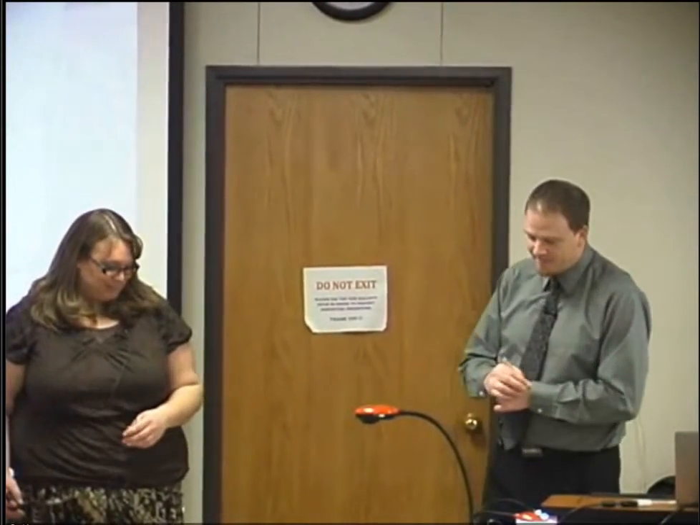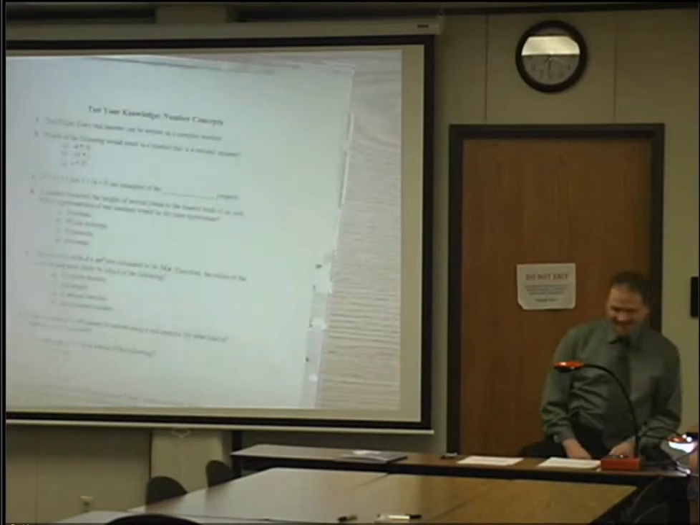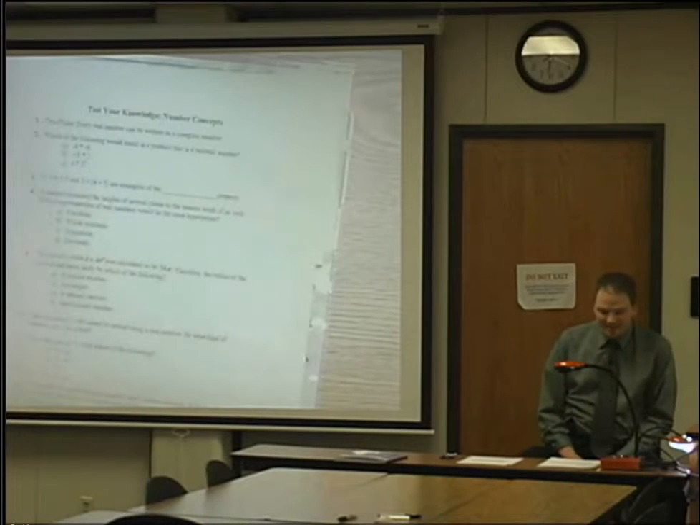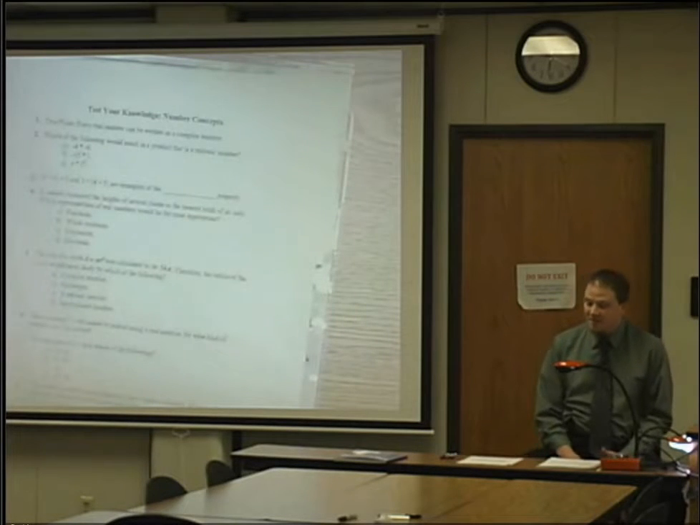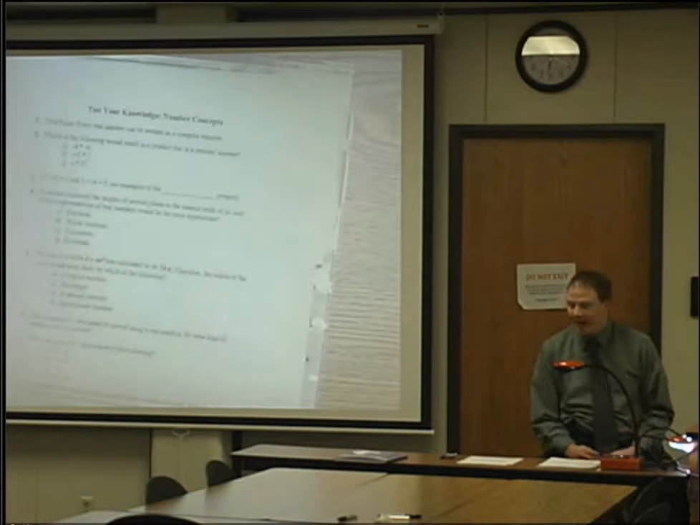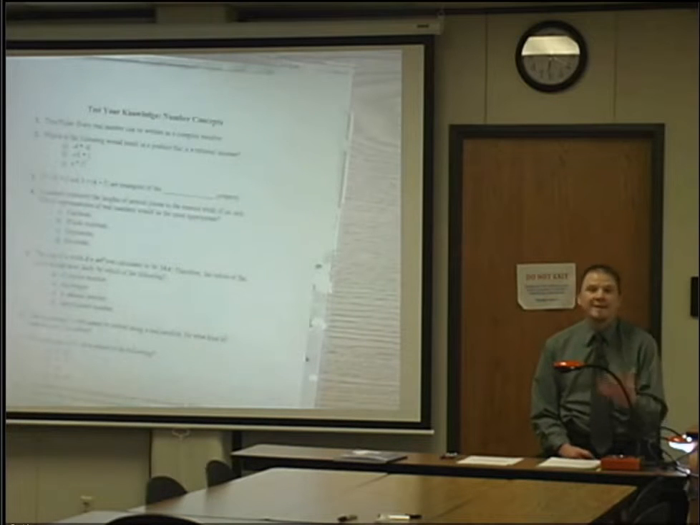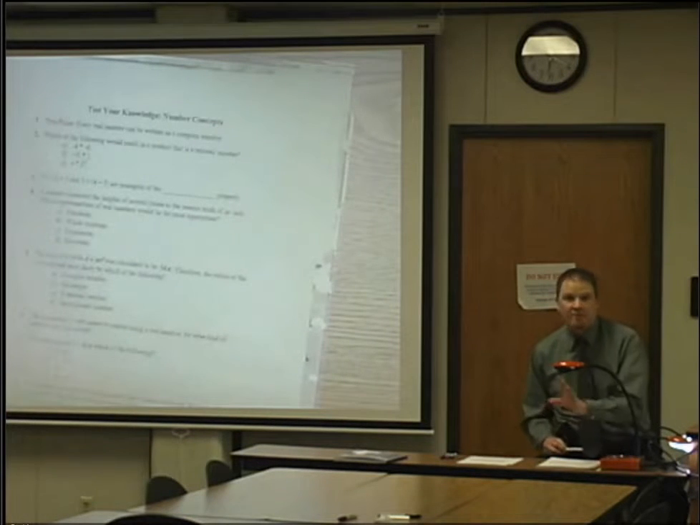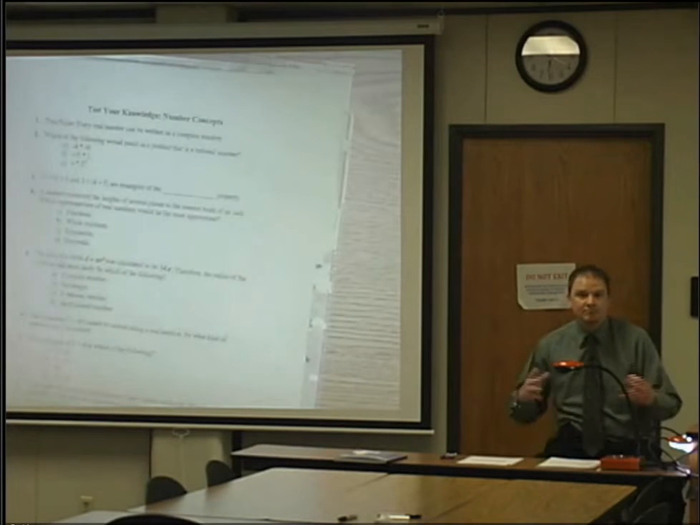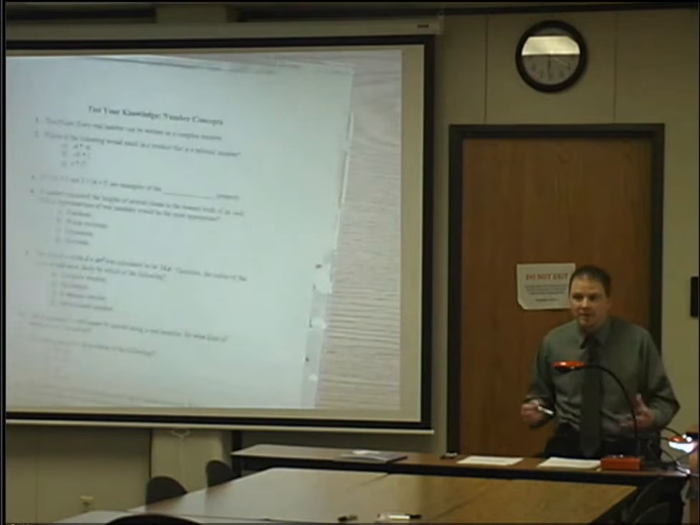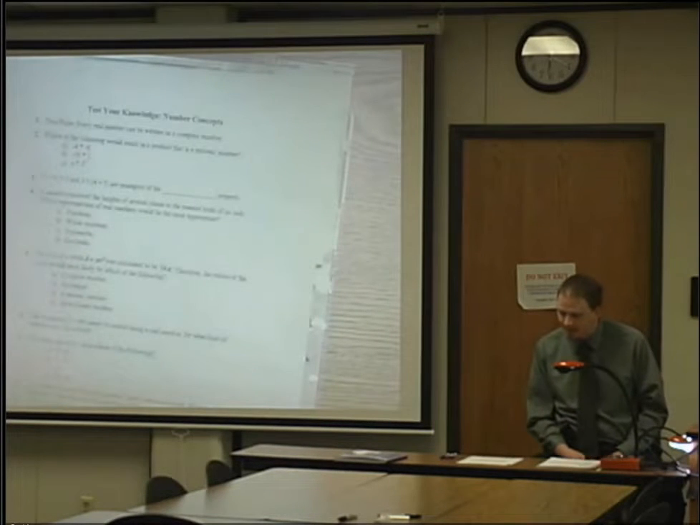Now that you've had an opportunity to work through the bell ringer questions, let's go through the answers. Number one, true or false: every real number can be written as a complex number. The answer is true. Complex numbers are made up of both a real number and an imaginary number. We will give the definition of imaginary numbers a little bit later. Really, imaginary numbers are the square root of -1. But we'll talk about that a little bit more later.